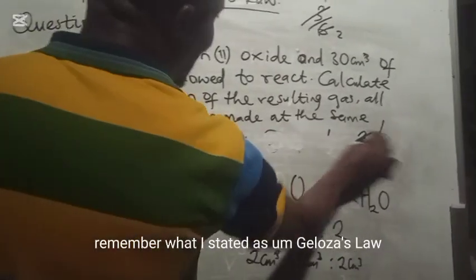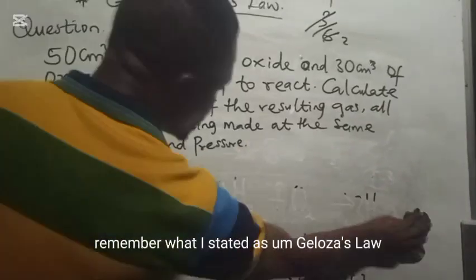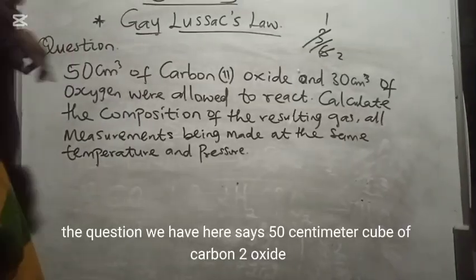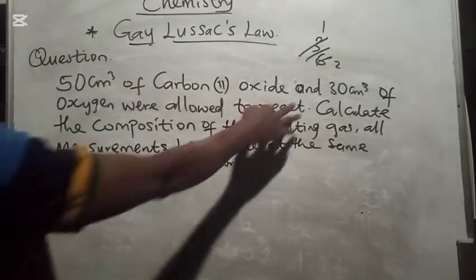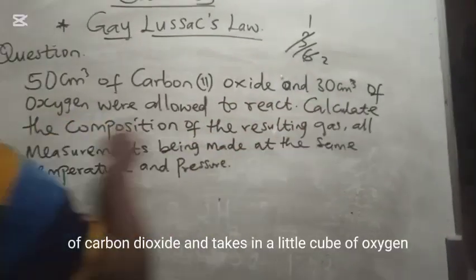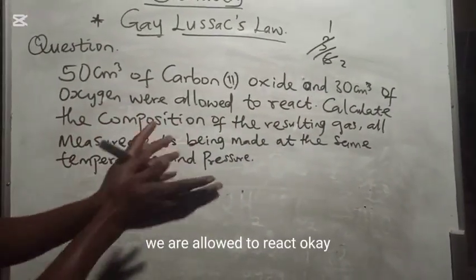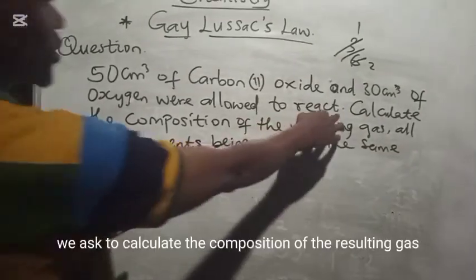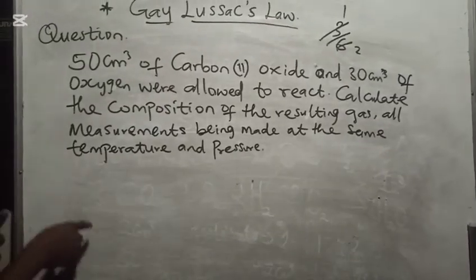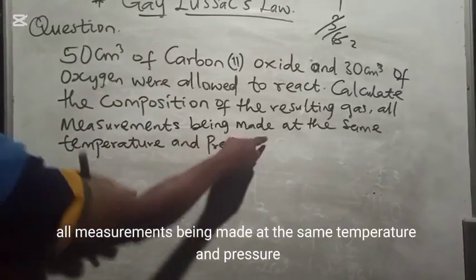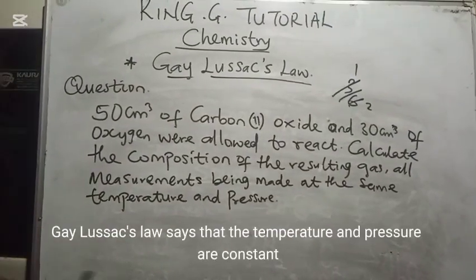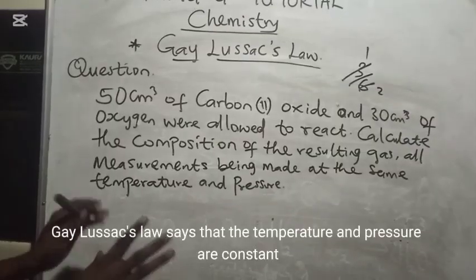Remember what I stated as Gay-Lussac's law. All right, the question we have here says 50 centimeter cube of carbon(II) oxide and 30 centimeter cube of oxygen were allowed to react. We have to calculate the composition of the resulting gas, all measurements being made at the same temperature and pressure. Remember, Gay-Lussac's law states that the temperature and pressure are constant.